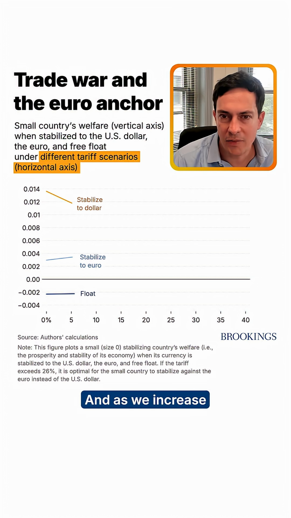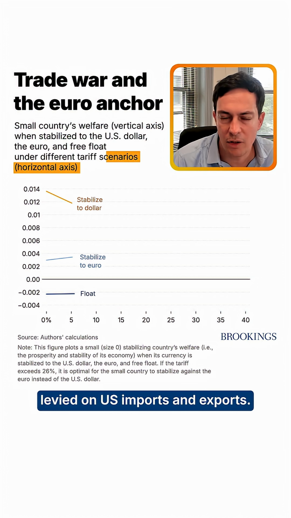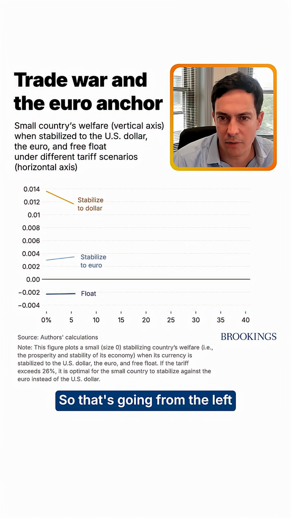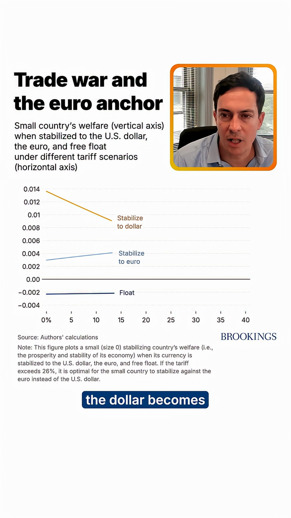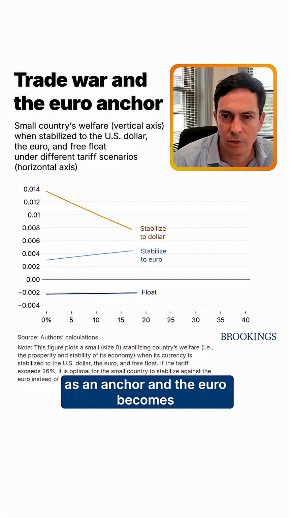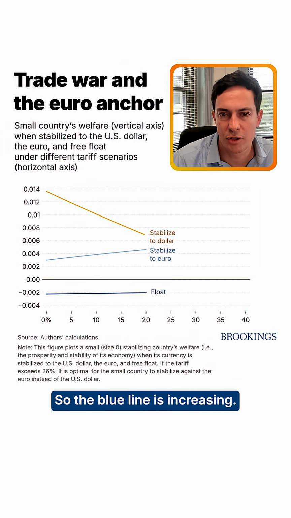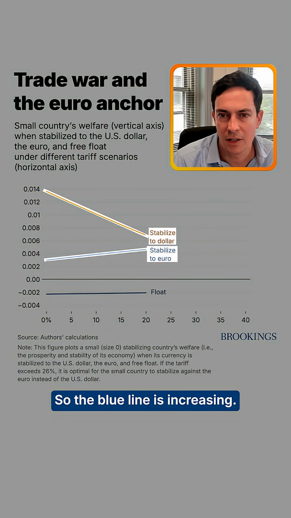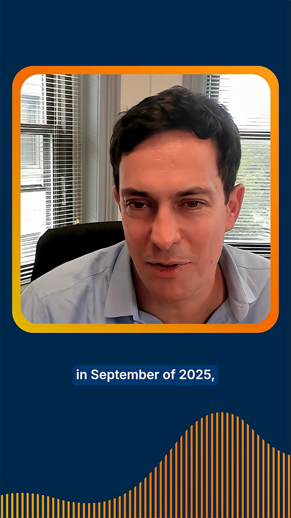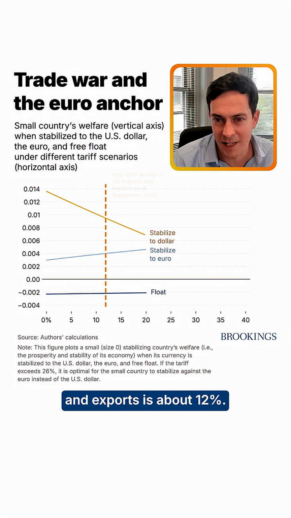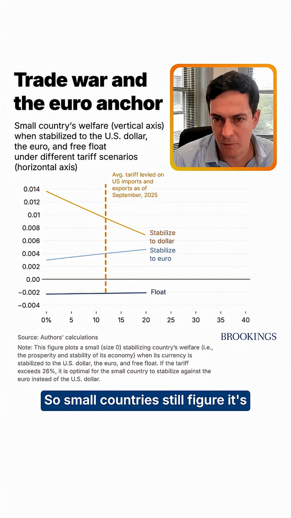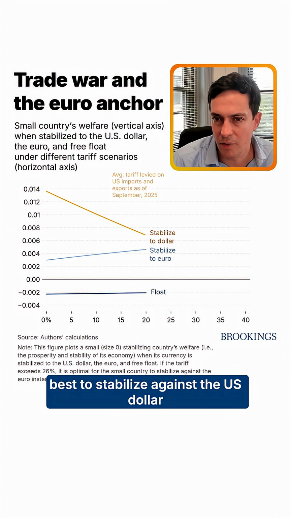And as we increase the size of the tariffs levied on US imports and exports, so that's going from the left to the right in the graph, what happens is the dollar becomes less attractive as an anchor and the euro becomes slightly more attractive. So the blue line is increasing, the orange line is decreasing. As of recording of this in September of 2025, the average tariff levied on US imports and exports is about 12%. So small countries still figure it's best to stabilize against the US dollar.